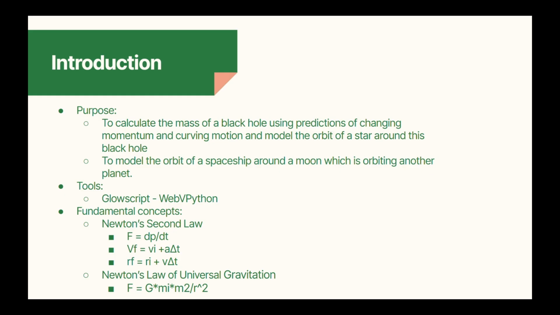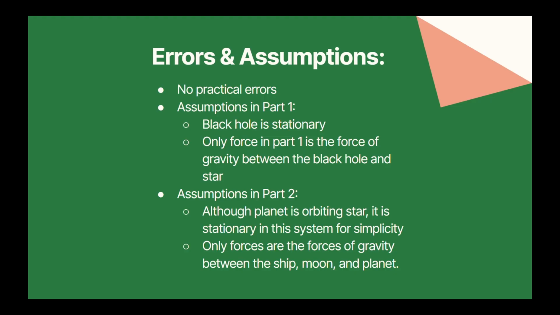The purpose of this laboratory experiment was to first calculate the mass of a black hole using predictions of changing momentum and curving motion, and to model the orbit of a star around this black hole, and then to model the orbit of a spaceship around the moon, which was also orbiting another planet. To do this, we used ClosScript, and some fundamental physics concepts needed and used throughout the experiment were Newton's second law and Newton's law of universal gravitation.